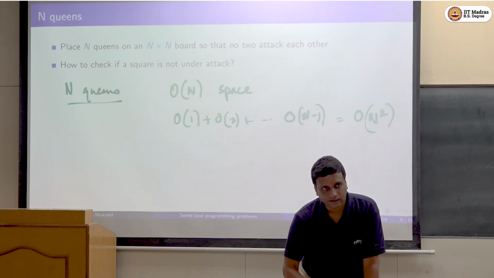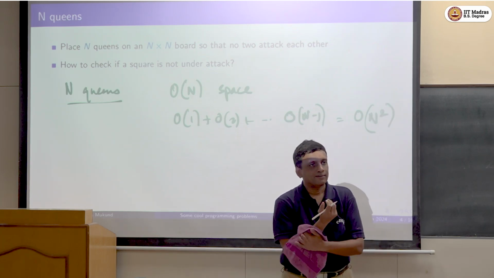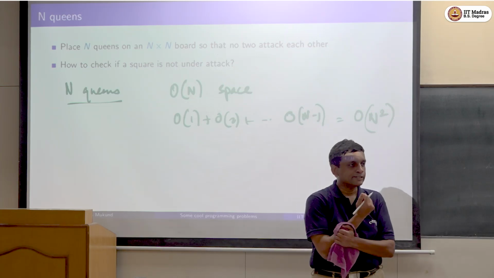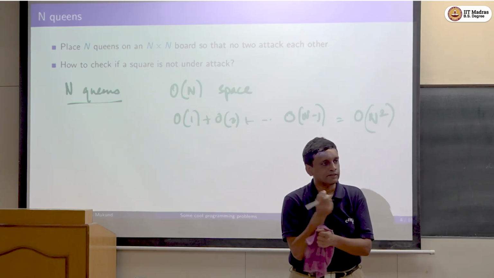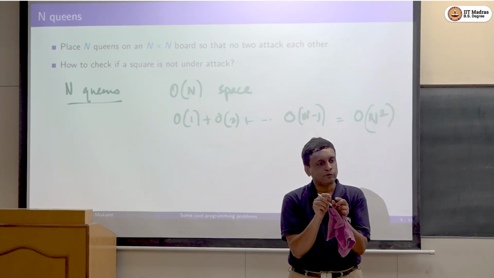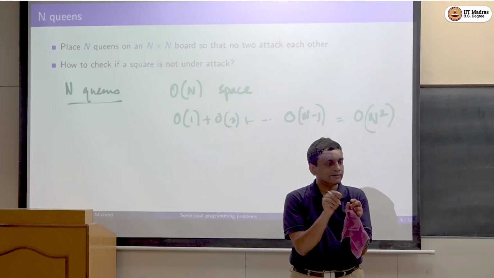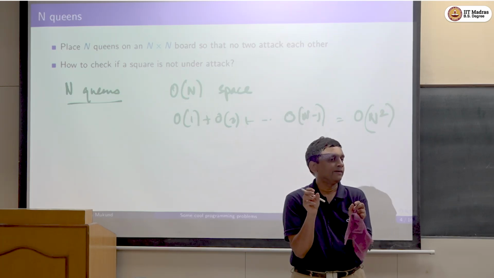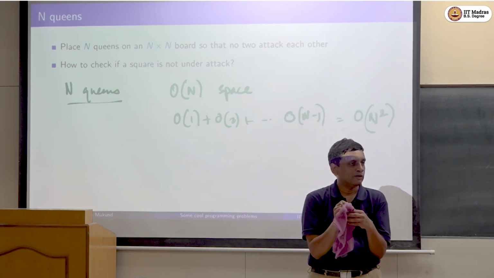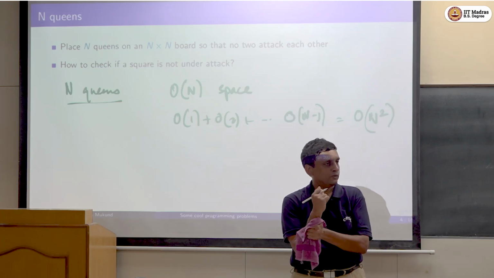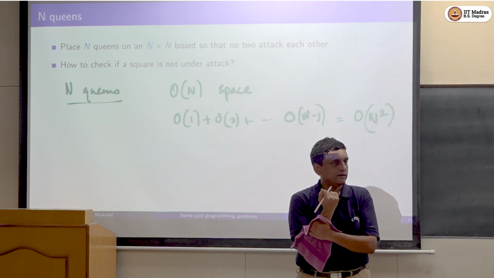If you have looked at all our favorite insertion sort, selection sort, this is how it works, right? The first time you insert one element, second time you have to compare it with one element and then put it, third time you have to compare it with two elements and then put it, and so on, right? So this 1 plus 2 plus 3 up to n is the order n squared thing.